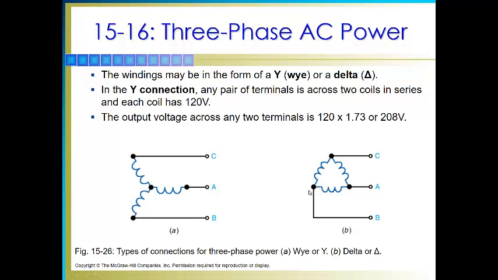In the Y connection, any pair of terminals is across two coils in series, and each connection is 120 volts. Sometimes you get three-phase power delivered by the power company to your facility. This is what happens: they connect three different coils like that, and each one of these has 120 volts. So when you measure the voltage across any two terminals, you will get a higher voltage than the 120 volts.